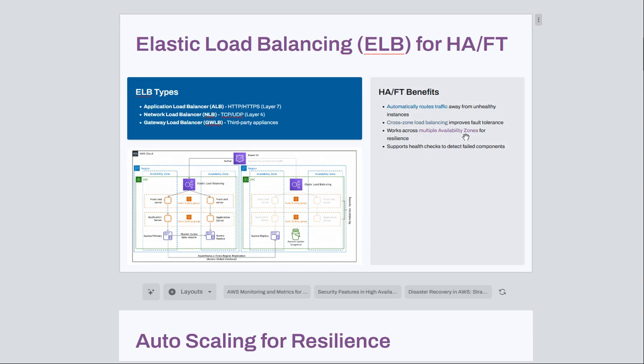It works across multiple availability zones for resilience, and supports health checks to detect failed components. So it is constantly running health checks at regular intervals to check whether there is any problem with that instance or the program. If there is a problem with that instance, it will generate another instance in a different zone to make sure that high availability and fault tolerance are there, right?